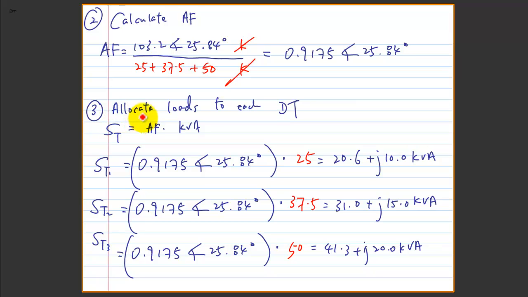The third question will be allocate load to each of the distribution transformers. This is the final part of it, which requires us to estimate, sort of allocate the number to each of the distribution transformers. So you have this allocation factor already computed, which is shown here, ST1, ST2, and ST3. To apportion this number, you will have to use the distribution transformer rating for each of them. So you see that ST1 will be the AF, the allocation factor, multiplied by 25, which gives you this number. Likewise for the second distribution transformer and third distribution transformer with different ratings.